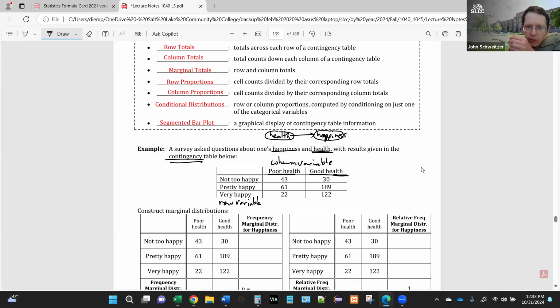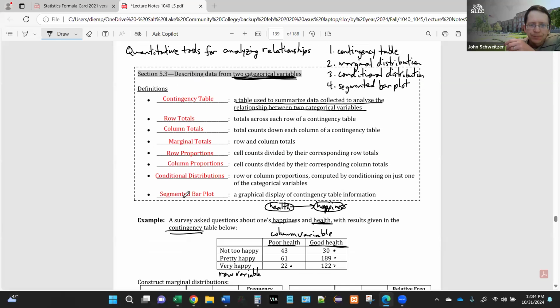So if we look at the people in good health, it does appear that we have quite a lot of people that are either pretty or very happy, and not a whole lot of people who are not too happy. In the poor health group, they don't seem to have a lot of very happy people, but it doesn't look like it's equally split between poor and good health, right? So maybe it's hard to see because of the varying frequencies in the two health categories. So we want to go beyond just staring at a contingency table, and that's where the marginal distributions come in.